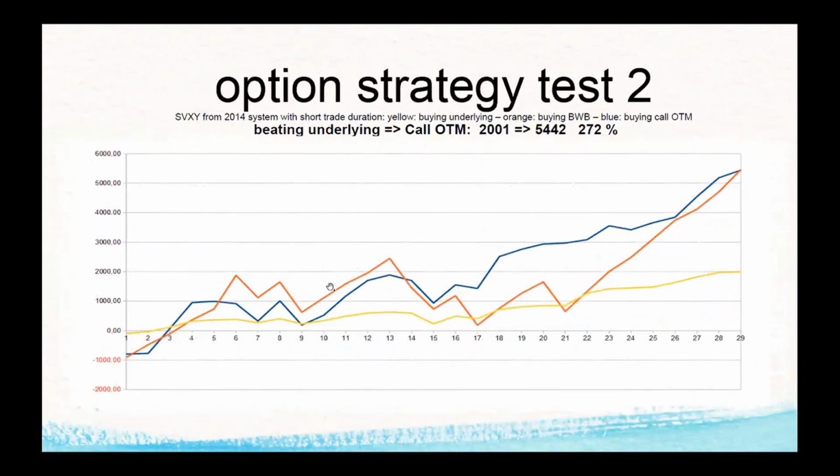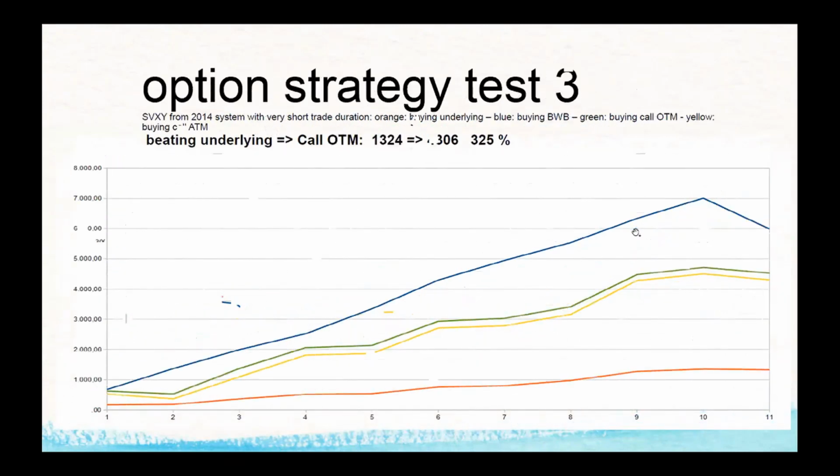This was another test. This is the original system. This was a broken wing butterfly, and this was an out of the money call. Another test on SVXY. This one is the broken wing butterfly, which is better, but it's only 11 trades. Green is buying a call out of the money, yellow is buying a call at the money, and this is the trading system.